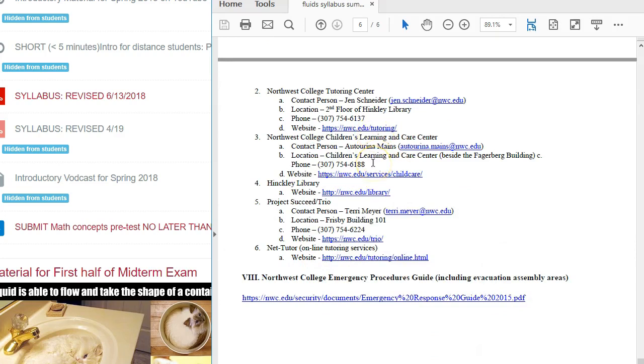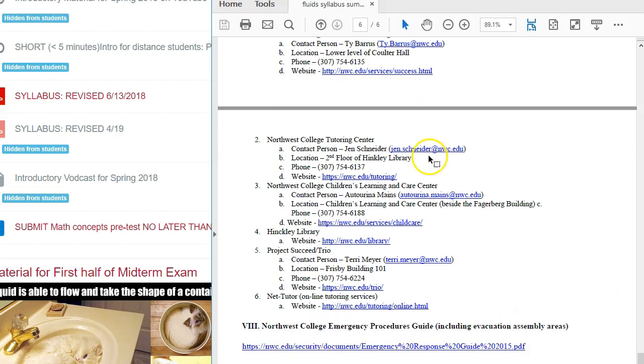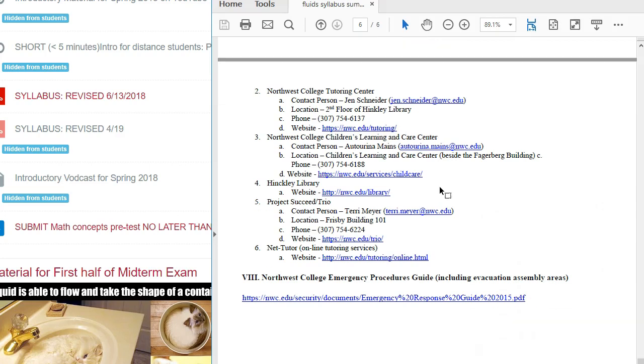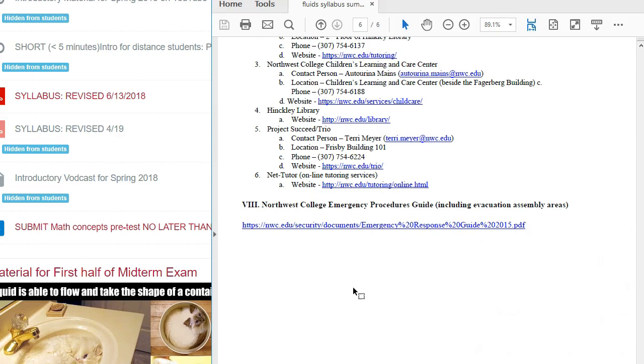Now, here are some of the resources that are available to you. Even though we're doing this class at a distance, you still have access to our Student Success Center. You have access to our tutoring center. Although it's very difficult to find a tutor for fluids, I would suggest that you email me if you have trouble. We also have a Child Learning and Care Center. We have the library, which has tons and tons of online resources available to you, as well as a hard copy in the library. The Project Succeed Trio, and we have some online tutoring services.